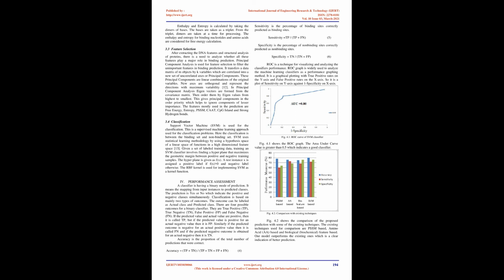In principal component analysis, eigenvectors are formed from the covariance matrix. Then they are ordered by eigenvalues from highest to smallest. This gives principal components in order of priority, which helps to ignore components of lesser importance. The features mostly used in the prediction are free energy, entropy, PSSM, CAAT, CpG island, and strong hydrogen bonds.